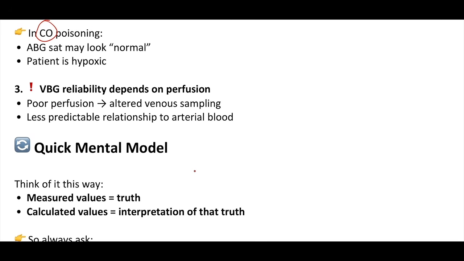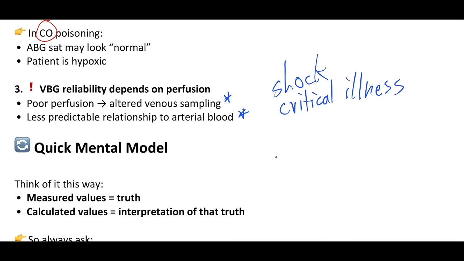And then VBG reliability depends on perfusion, and that's why critical illness can throw this off. Poor perfusion is going to lead to altered venous sampling and less predictable relationships between the venous blood and arterial blood. Poor perfusion, right? There are patients in shock, patients with critical illness. So again, these rules I think are reasonable, but you will see a significant discordance between arterial and venous blood in the critically ill at times.